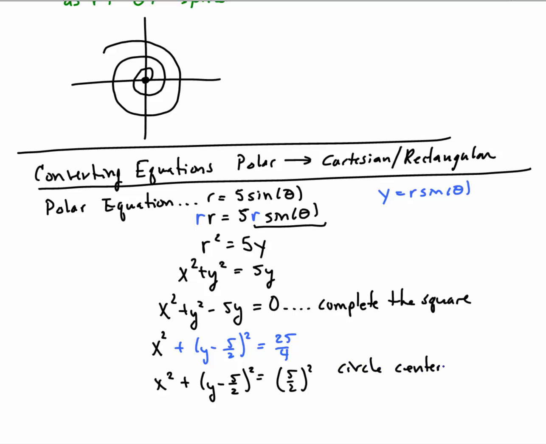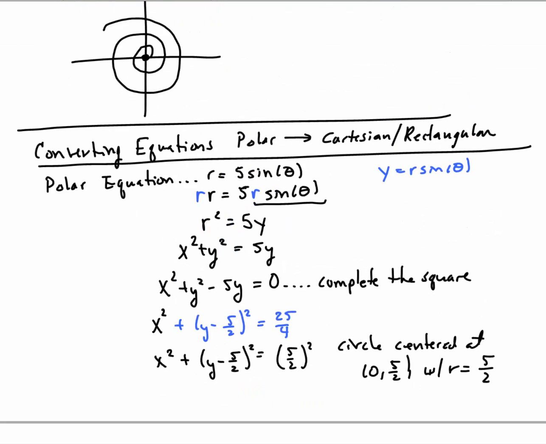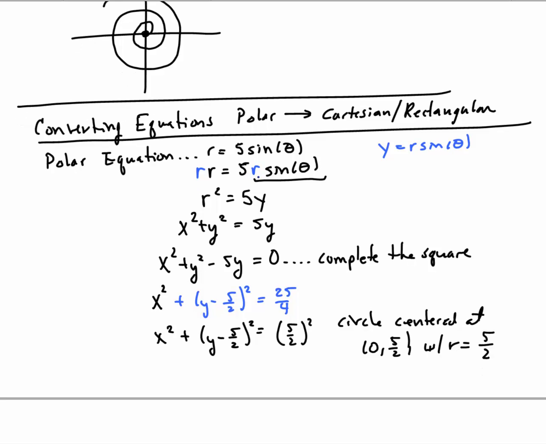Center at 0, positive 5 halves, because you always do opposite here, with a radius of 5 halves. Okay, so that works pretty slick. This one was nice and easy to do, but basically that's what you're going to be doing, is trying to look at that and see if you can convert it back using some of these tricks.